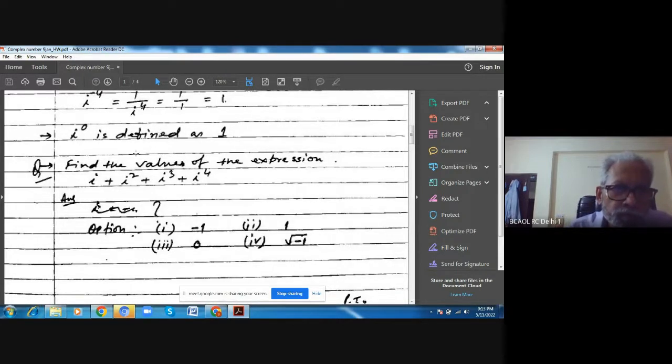Suppose this is a multiple choice question I have given. Find the value of the expression iota plus iota square plus iota cube plus iota 4. Which one is the correct option, A, 1, 2, 3? Who can tell? I am giving you 1 or 2 minutes. You think over it and tell me which option is correct. Let's see who can tell.